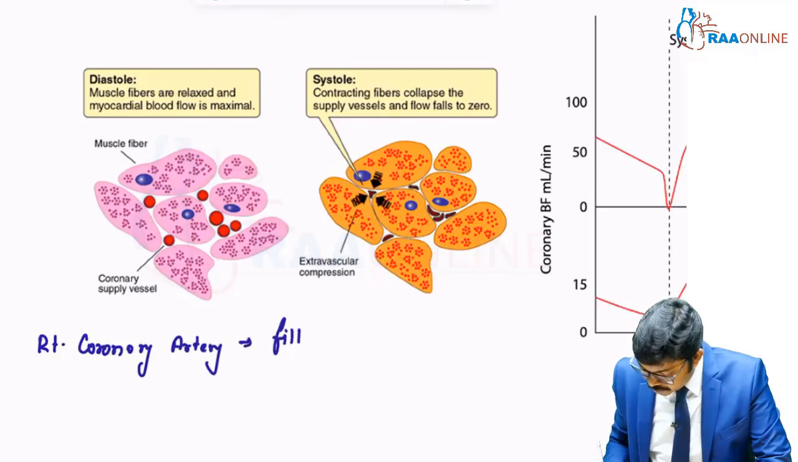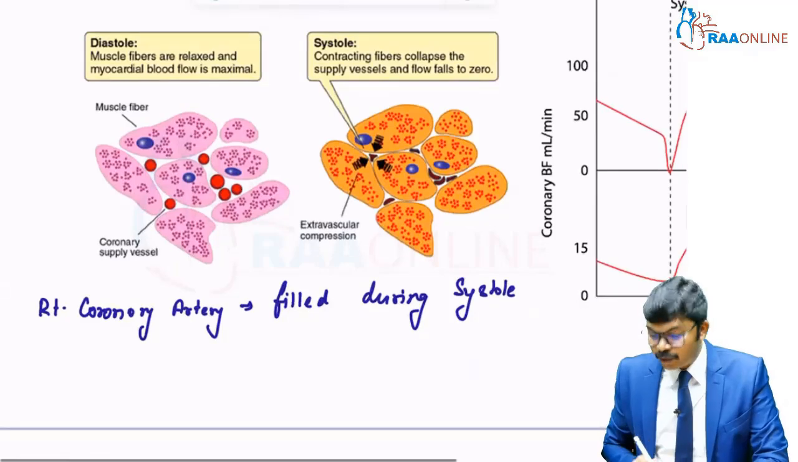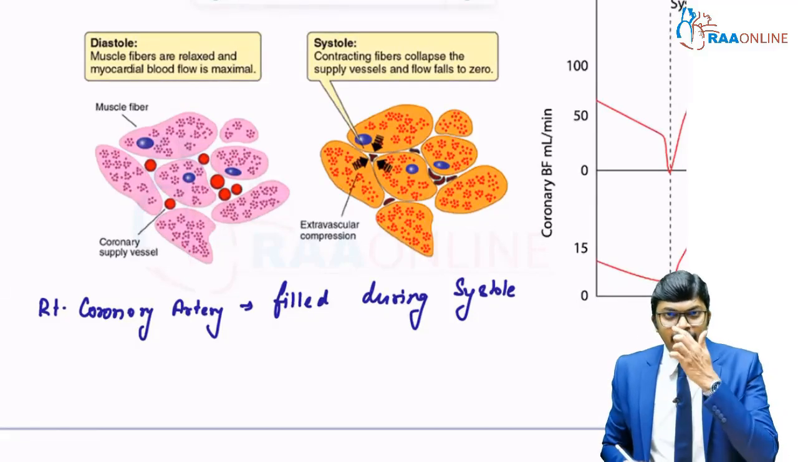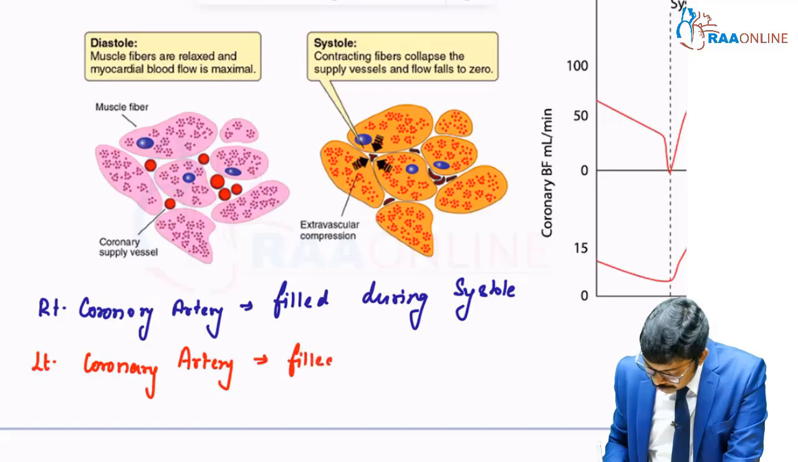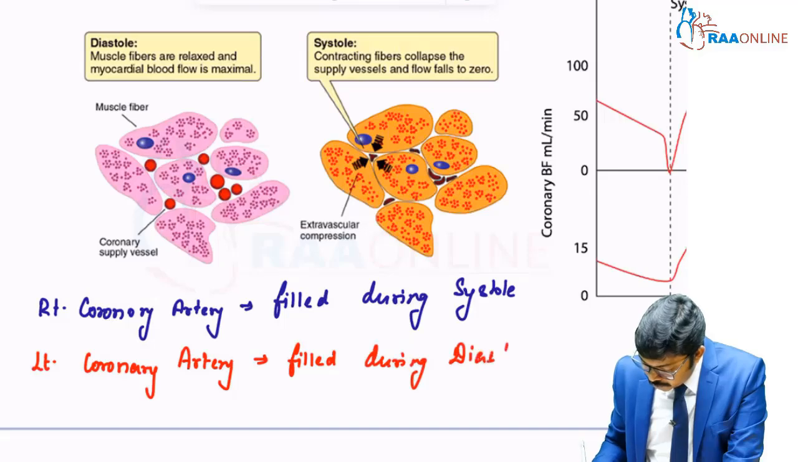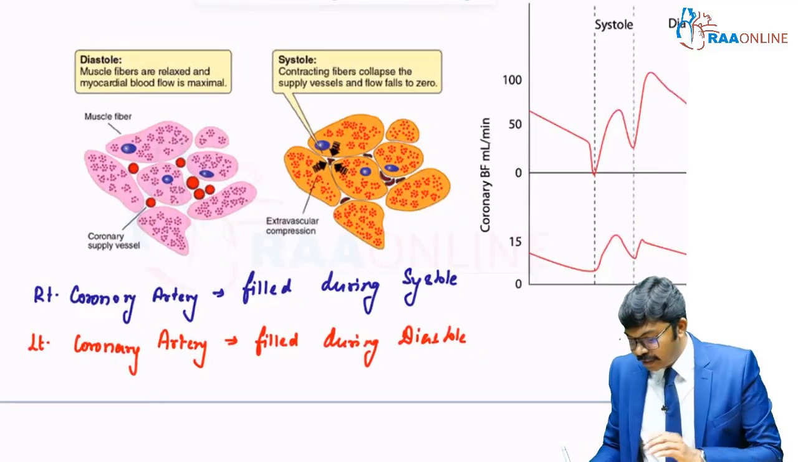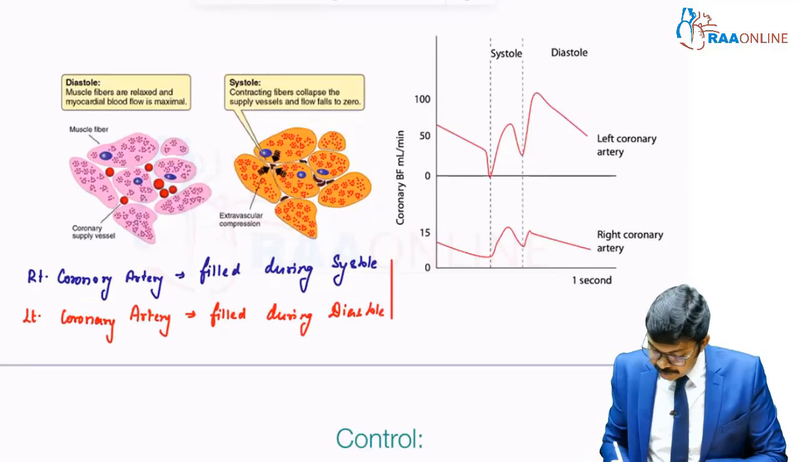the right coronary artery is filled during systole, and this right coronary artery is going to take blood to the right atrium and right ventricle, whereas the left coronary artery is getting filled during diastole, guys.